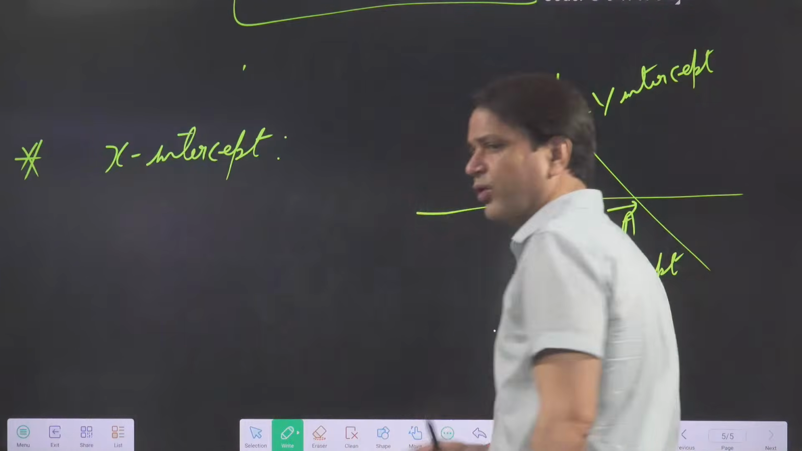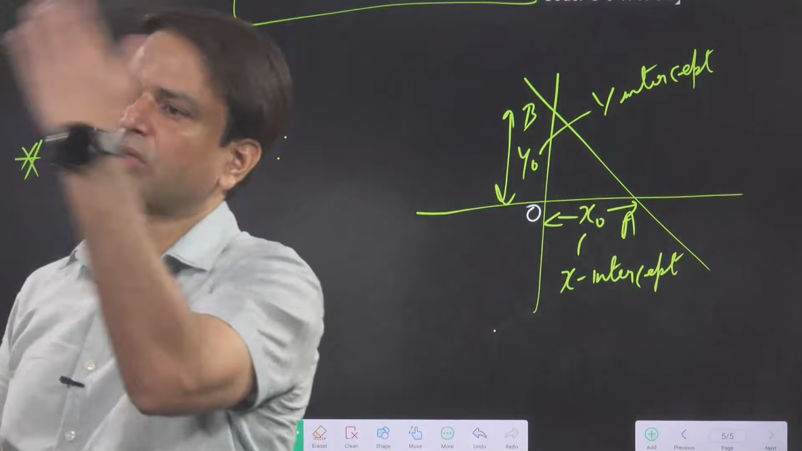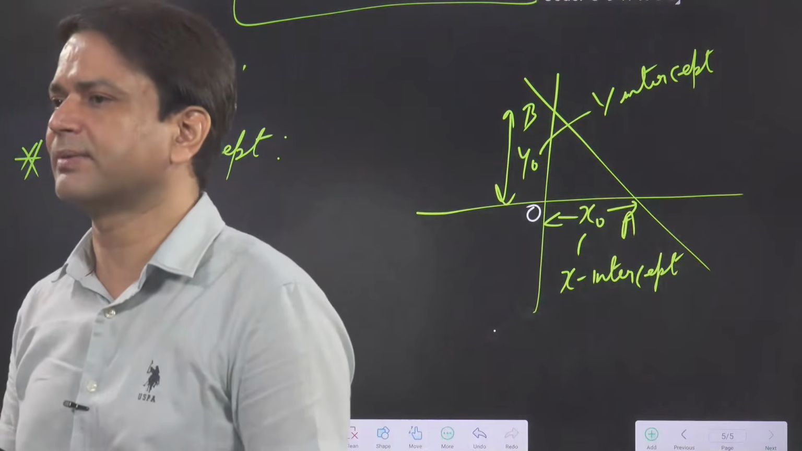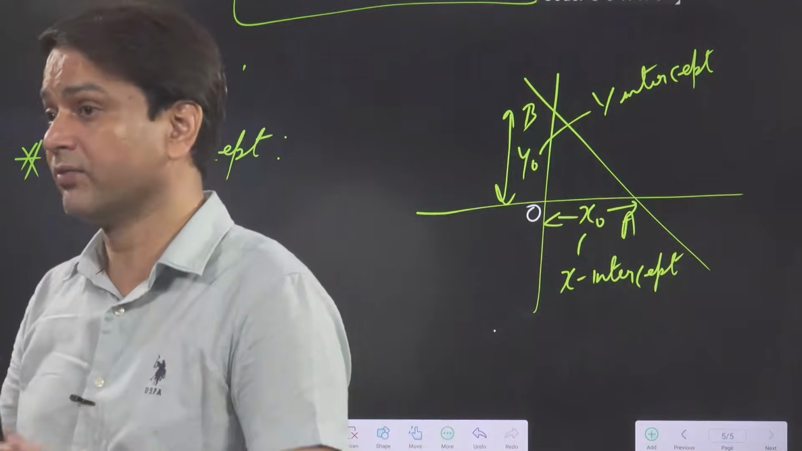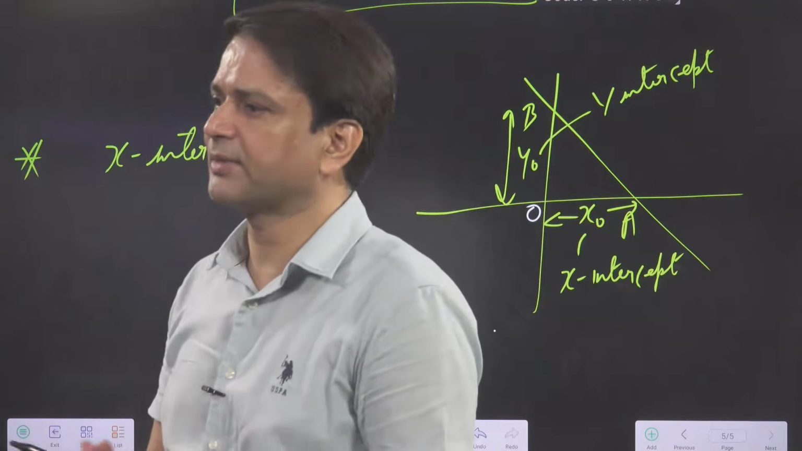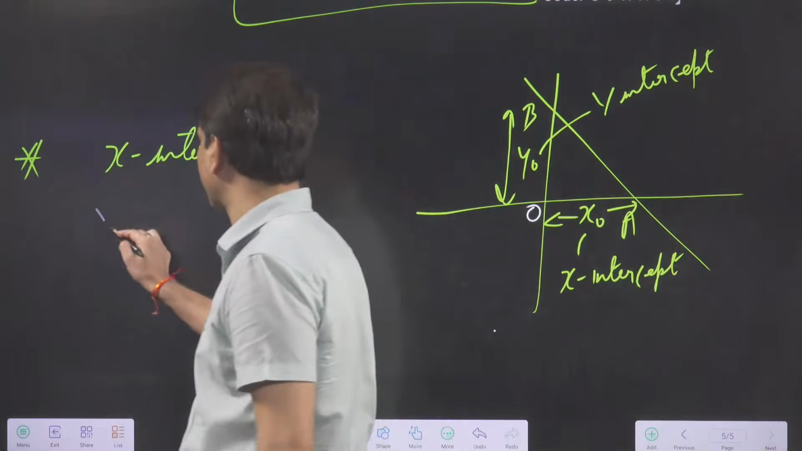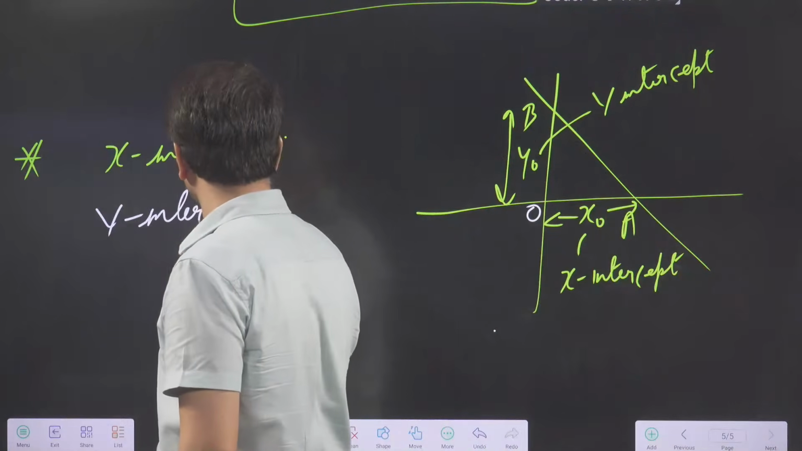And x-intercept and y-intercept can be positive or negative. Because if A is to the left-hand side of the origin, then the x-intercept will be negative; if point B is below, then the y-intercept will be negative. So intercept can be positive or negative. Everybody got it or not? So x-intercept, y-intercept, understood?